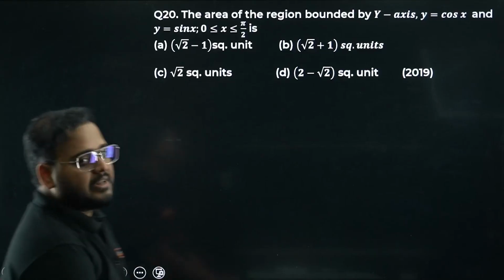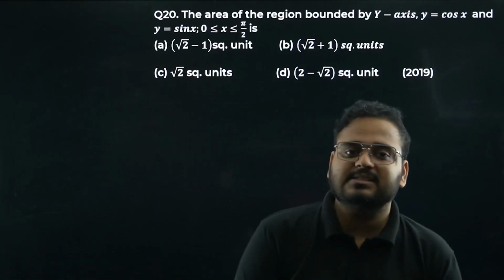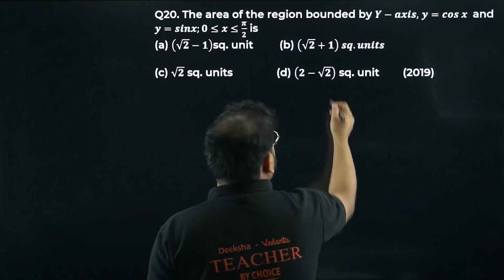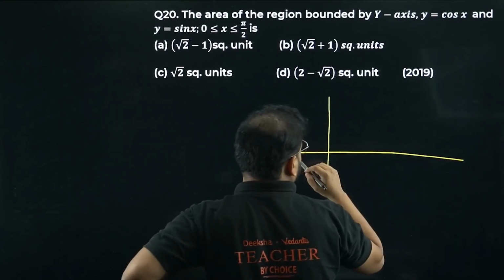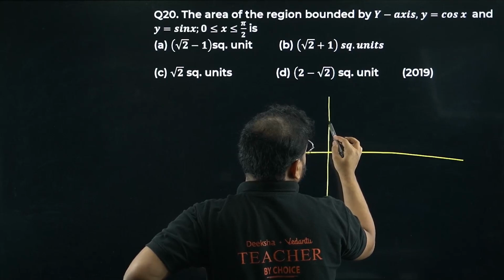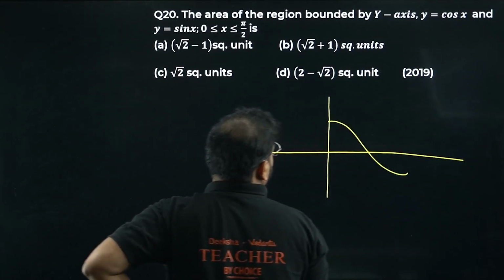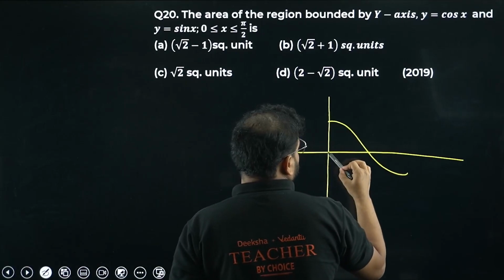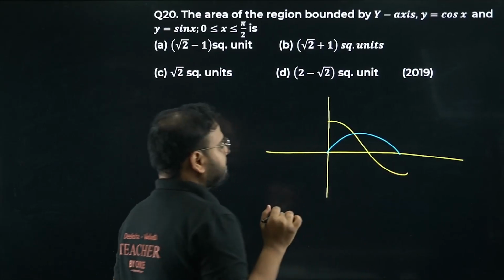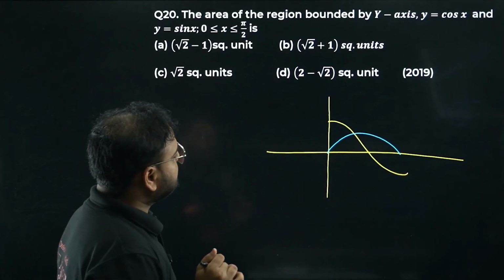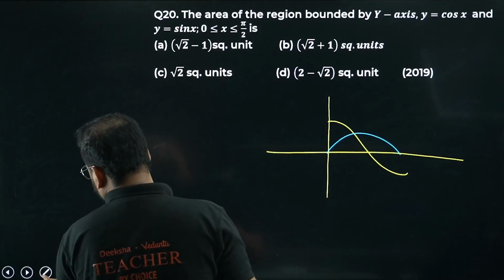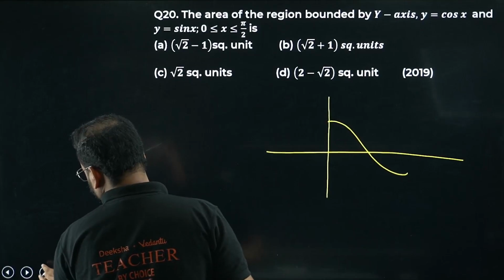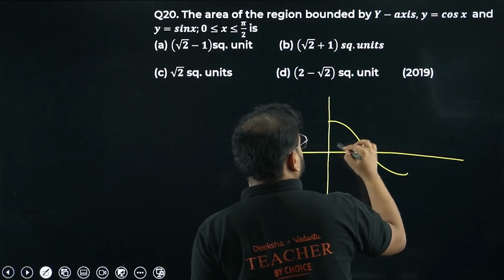The area of the region bounded by y-axis, y equal to cos x and y equal to sin x. Draw the graph. So we have cos x like this. And for sin x, we have something like this. It will not be actually right. I have taken the graph incorrect. I'll change that. It will be up, no? So it will be something like this actually.